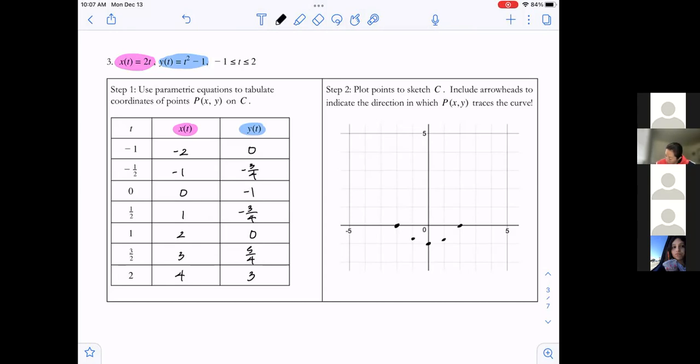Cool, cool. All right, so 3, 5/4, and then 4 and 3. And what kind of shape are we seeing here? Yeah, I agree. I start to see this part of a parabola, right? It's not the whole thing, but if I had more t values, I could see that it would be something like a parabola.